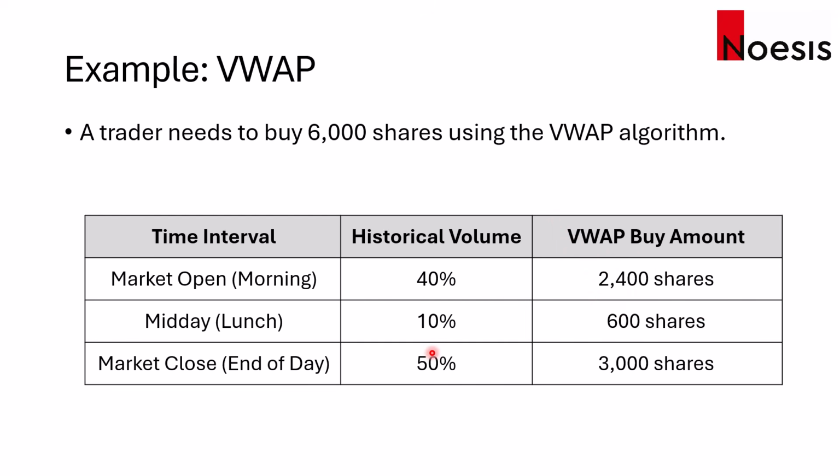At midday, during the typical lunch lull, historical volume drops significantly to just 10%. To avoid having a large market impact when fewer people are trading, the algorithm scales way back and only buys 600 shares. Then, as we head toward the market close, volume historically surges again to 50%. The algorithm ramps back up, executing the remaining 3,000 shares to finish the order.